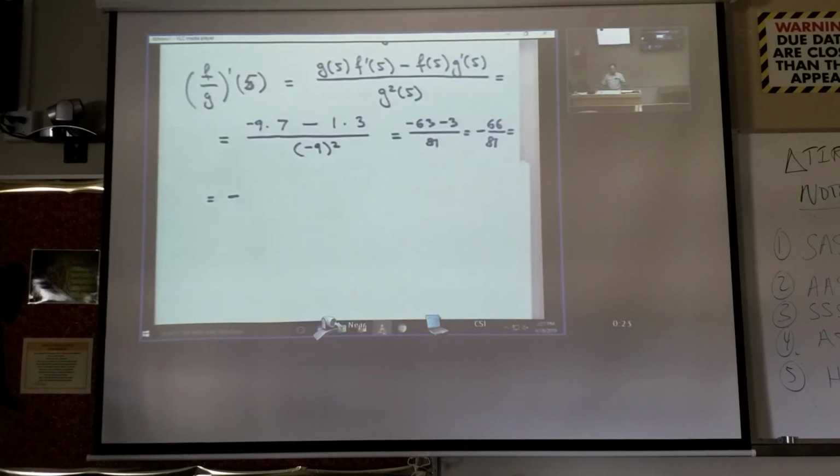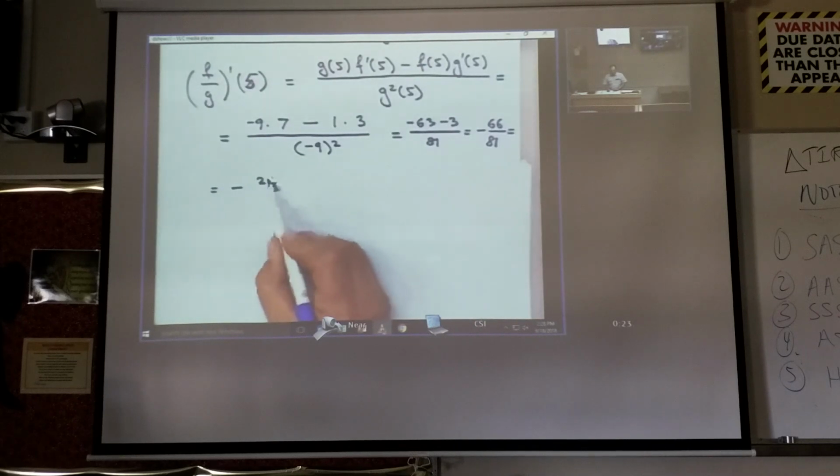You just plug it into your calculator. Okay, wait, wrong button. Negative 22 over 81. That means we divide by 3, right? So we get negative 22 over 27, and this will be the final answer.